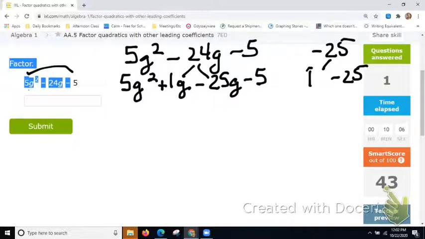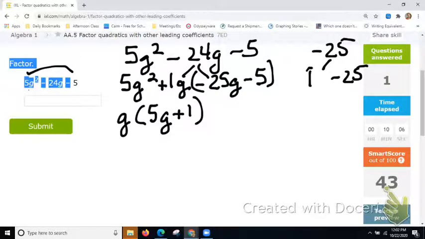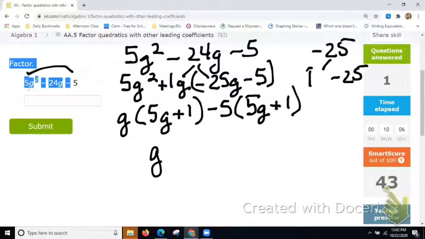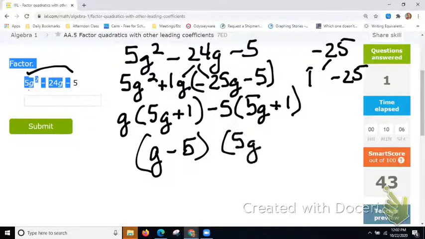Looking at the first two, they have a g in common, and then that would just be plus 1. Looking at the second two, remember I can't leave that negative, so negative 5 is their GCF. This would become 5g, negative 5 divided by negative 5, plus 1. So group together my outside, g minus 5, and 5g plus 1. So g minus 5, 5g plus 1.